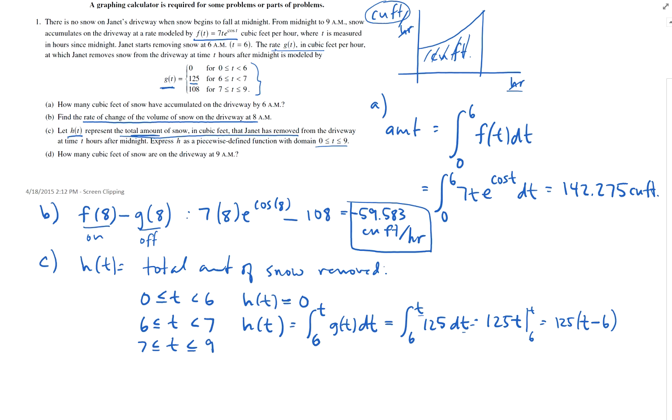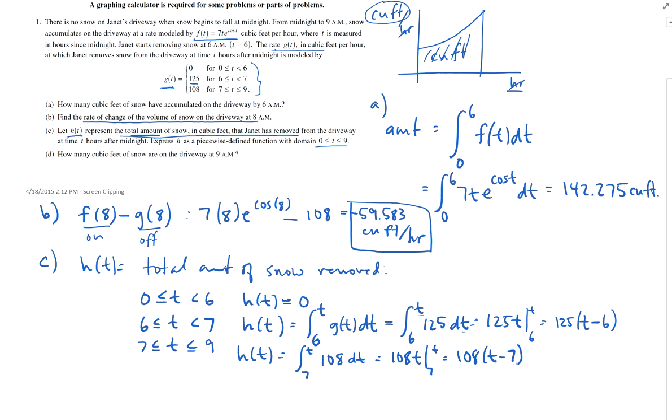Okay, now we take a look at from 7 to 9. And we can go right up to 9 o'clock. H of t, same reasoning. Now once you understand that, then it goes fast. G of t, again, this is going to be 108. So she slows down a little bit, getting a little tired. The integral of 108 dt from 7 to t is 108 times t minus 7.